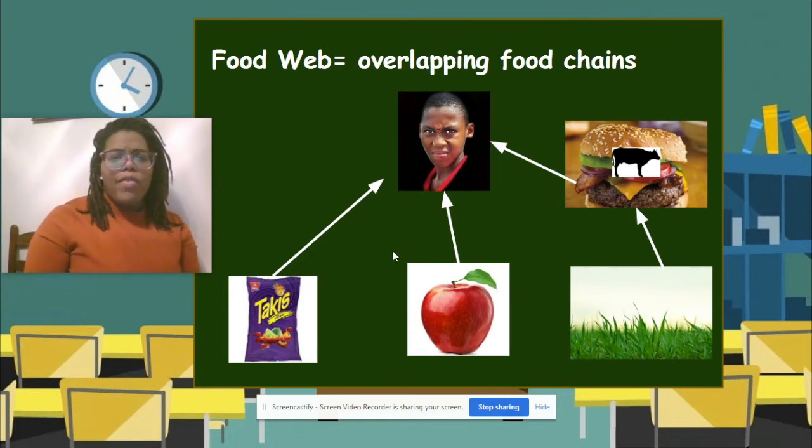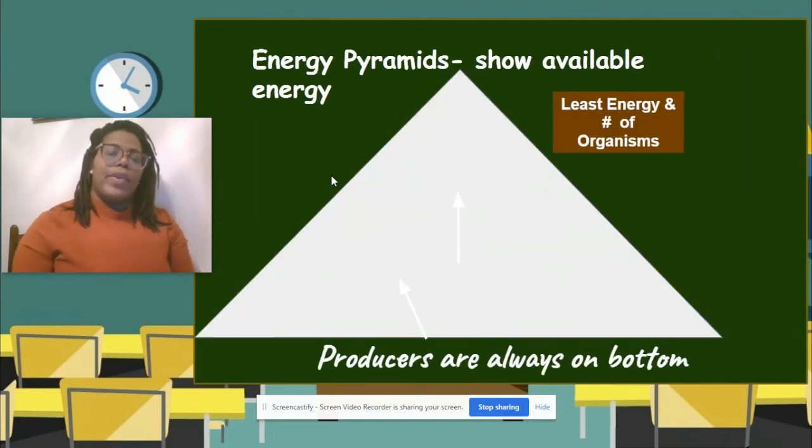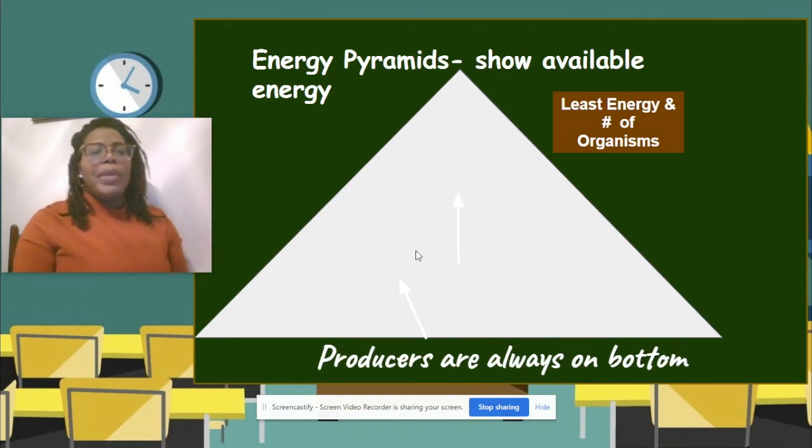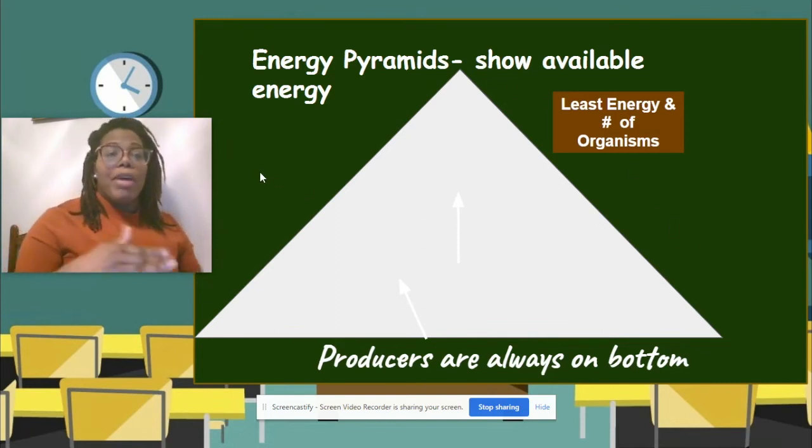So when we look at overlapping food chains or overlapping eating relationships, we call that a food web, multiple food chains interacting together. One other way that we can look at this is called an energy pyramid because it's shaped like a triangle, right? And so an energy pyramid will show you from a food chain basically how much energy is available on each feeding level in our ecosystem.